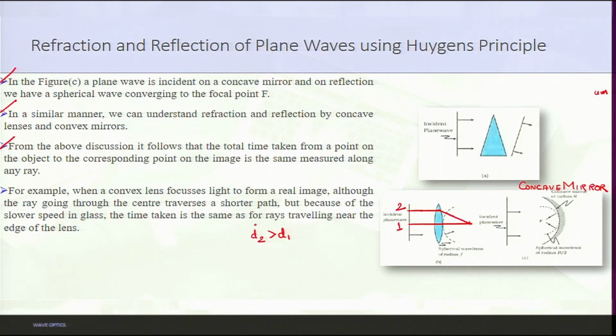the time taken is the same, because the time taken by distance d1 will be maximum in the central portion, because the velocity gets delayed in the glass. The time which the second distance is taking is a little higher, because the speed is getting delayed for a shorter duration of time. Hence, the image will be formed at the same time. So, the time taken is the same for rays travelling near the edge of the lens. So, this was the only explanation which I also tried to explain to you.